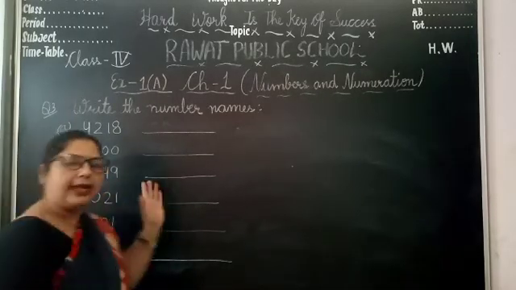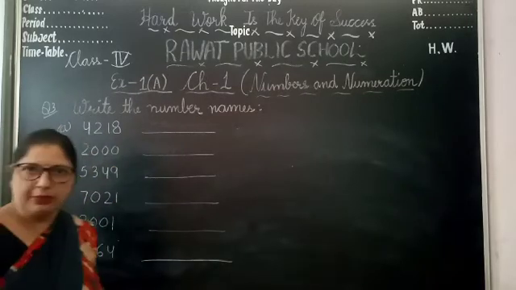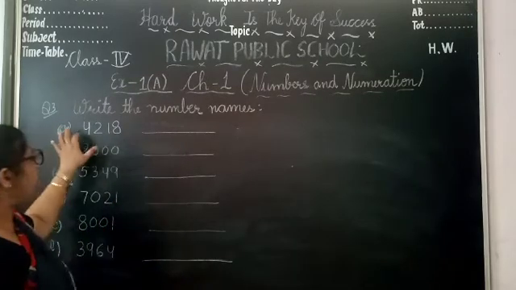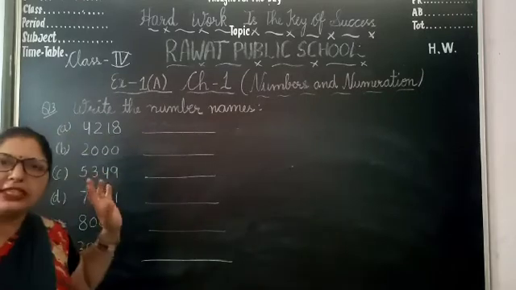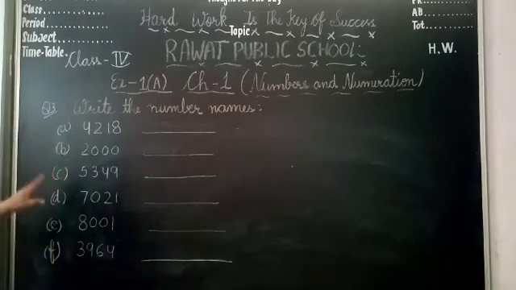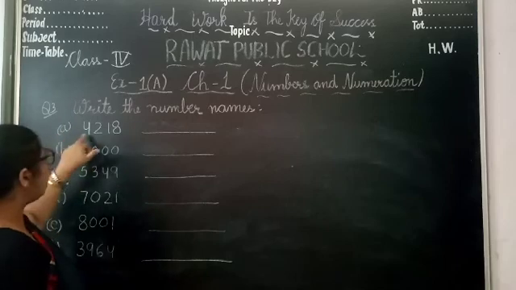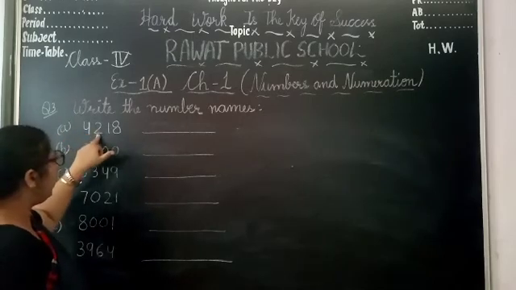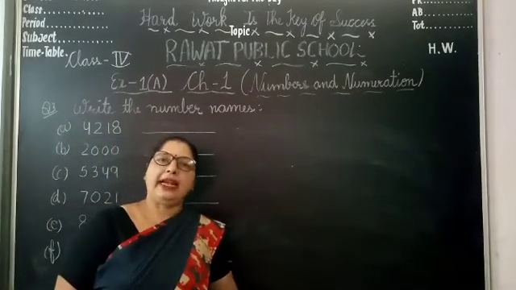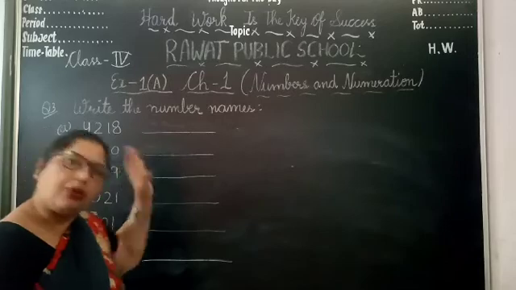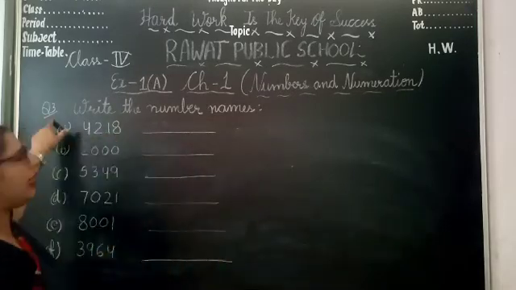Now students, write down your homework. In homework I am giving you figures, and you have to write the number names of these figures. First I will explain: suppose a number is 4,218. Write the spelling of 4,218. Students, do question number 1 and 2, and after that write question number 3.